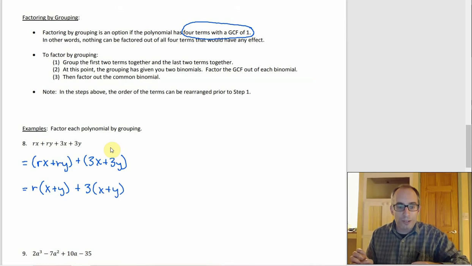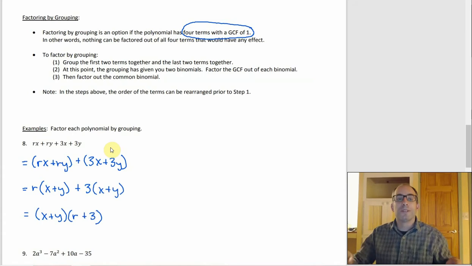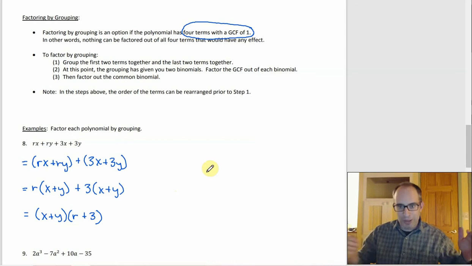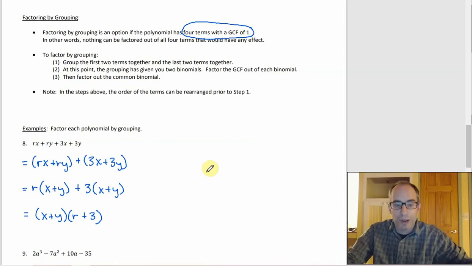We've got 2 products where in each case it's X plus Y times something else, right? It's the same binomial. So we could factor the X plus Y out, and then we'd be left with R from that first product and a 3 from the second, and that's the answer. X plus Y times R plus 3. So that's how you do it. And you'll know when it's factoring by grouping because there will be 4 terms. Right? That's when you want to think this is probably going to be factoring by grouping.